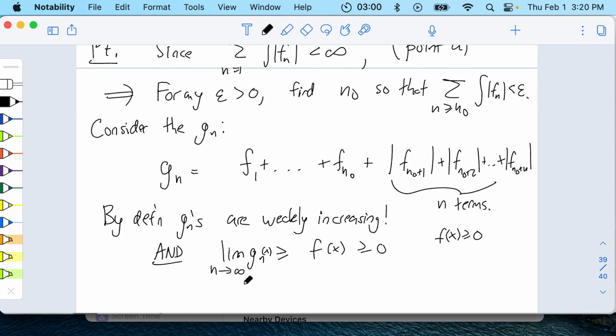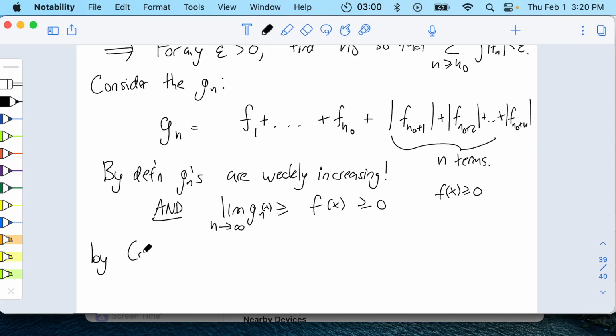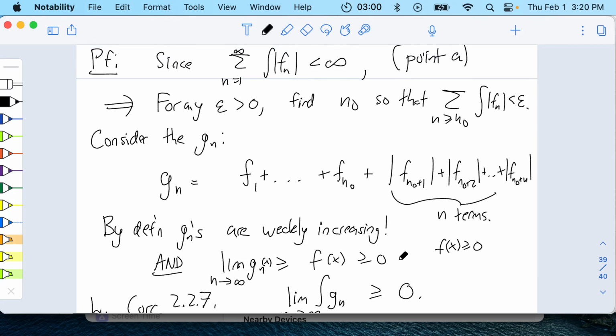And so by the corollary that we just did, Corollary 2.2.7, we know that the limit of the integrals of g is greater than 0. This was the thing we just proved before in our monotone convergence theorem for step functions. And it's all good here because the f_n's themselves are step functions, right? So we're still in step function land. Everything is a step function. That's why we're able to operate like this.